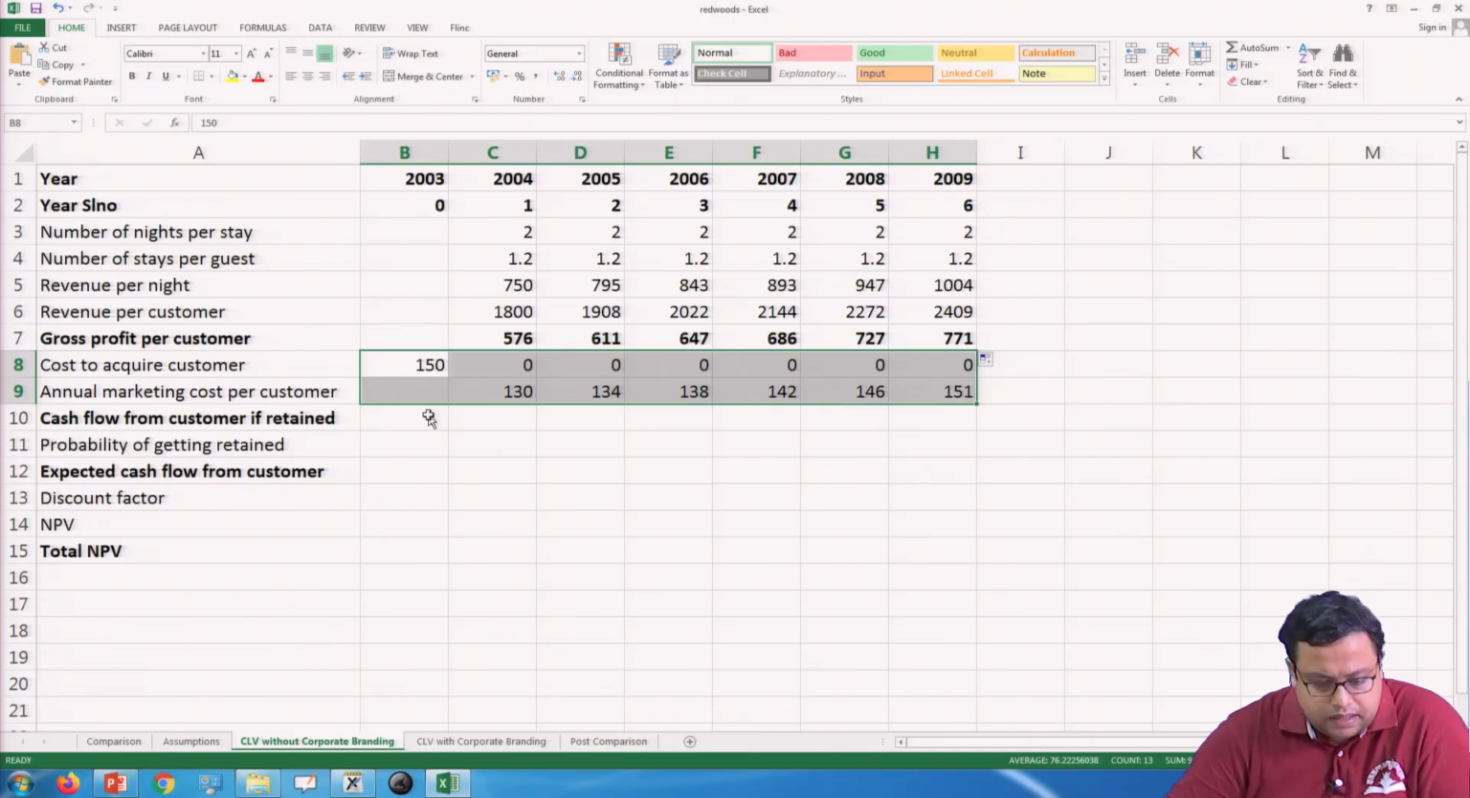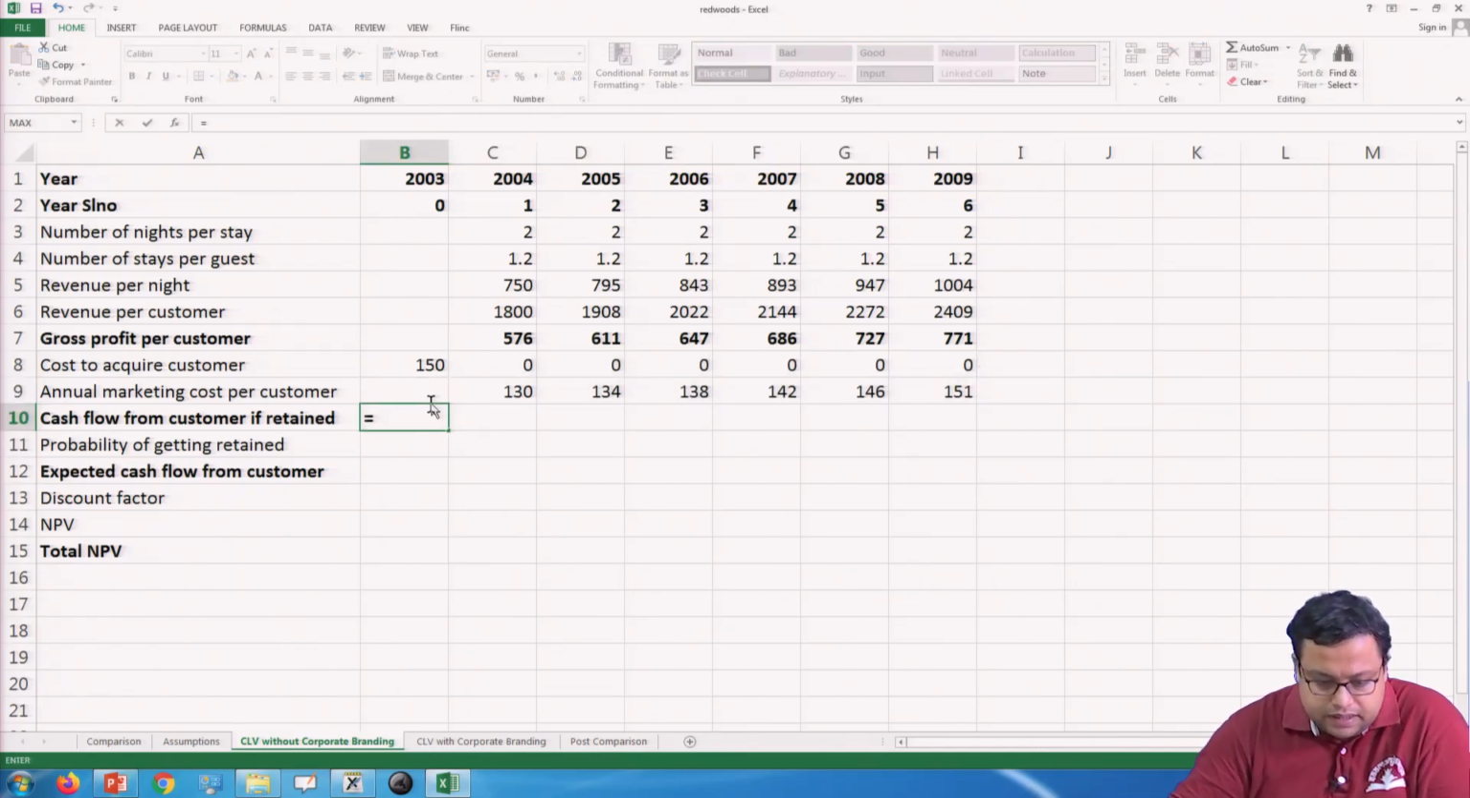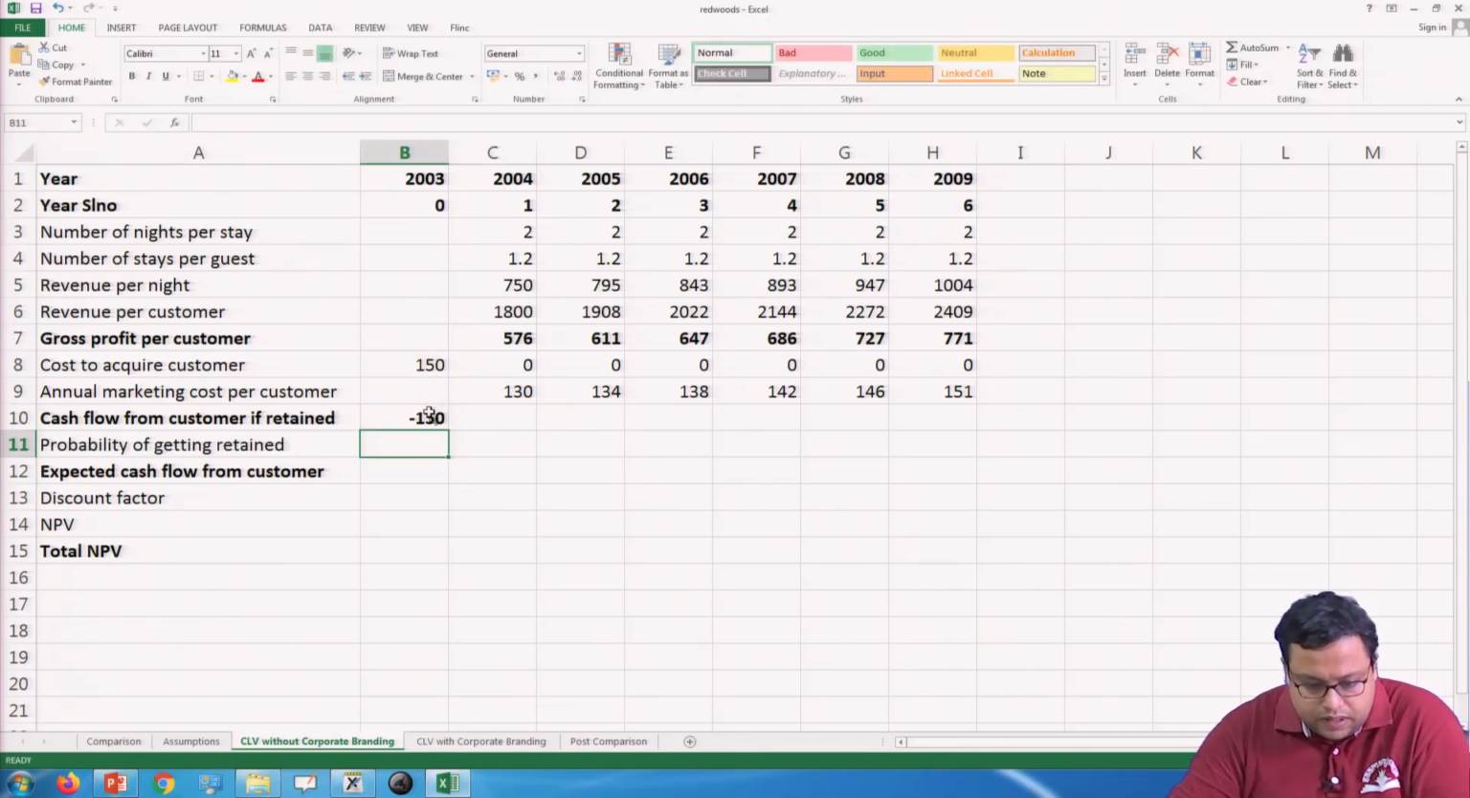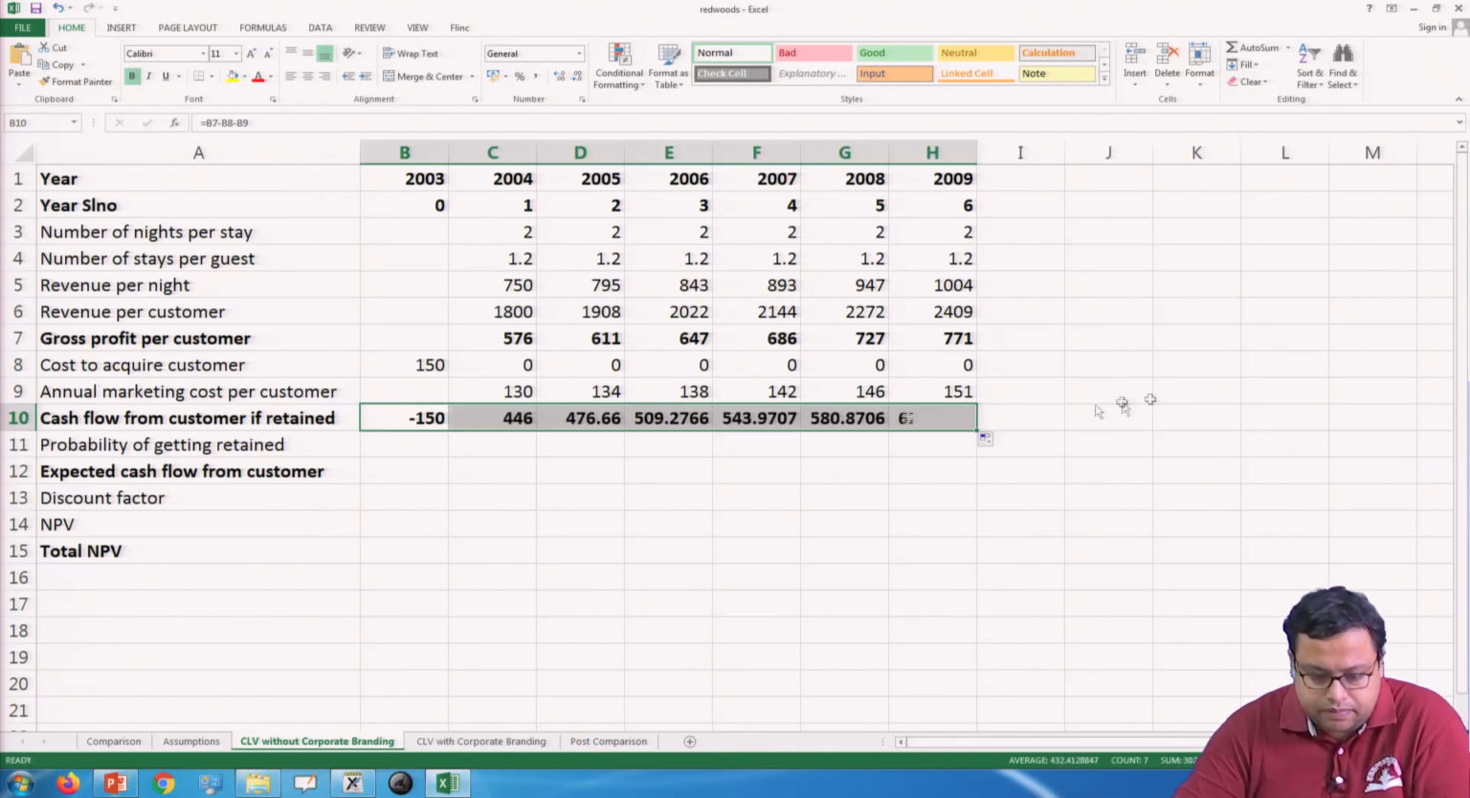So, what will be the cash flow if retained? So, first year you are making a loss, second year onward you are making some profit, right.